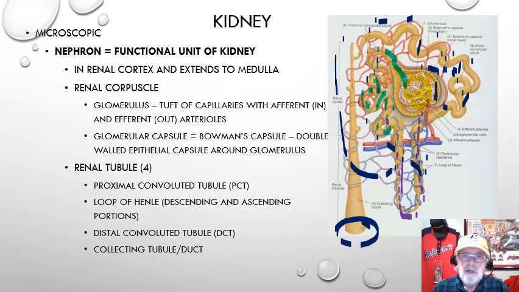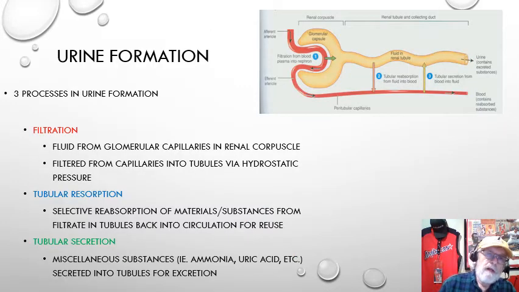So let's look at this a little bit more. This is again the three things that happen. I've mentioned filtration, reabsorption, and tubular secretion. Those are the three processes in that order. Filtration occurs first. You have to filter before anything happens. Reabsorption means you take most of it back, and then secretion is you put things a little bit back in there.